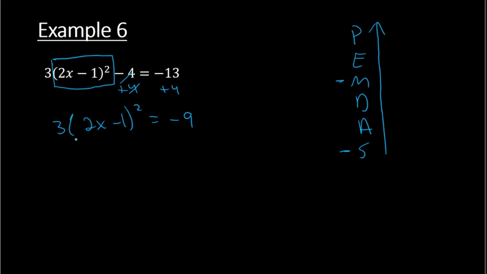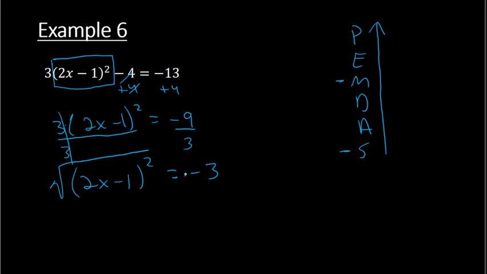And then from here, we can get rid of this 3, which is being multiplied, by dividing both sides by 3. So now we have 2x minus 1 squared on the left side equals negative 3 on the right side. So we've isolated, and now we can take the square root of both sides to solve. So I take the square root of the left side and the right side. On the left side, the square root of the squared becomes a 2x minus 1. So this cancels out. I'm left with 2x minus 1.